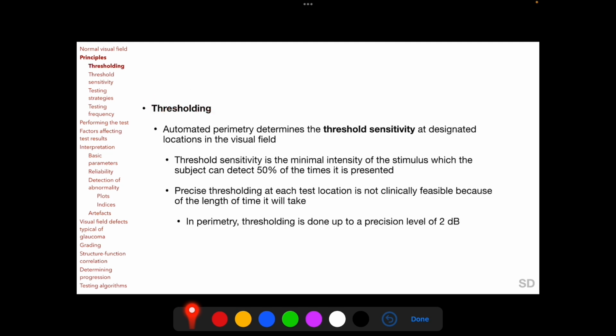Thresholding is a very important concept in perimetry, and automated perimetry determines the threshold sensitivity at designated locations in the visual field. Threshold sensitivity of a particular location in the visual field is the minimal intensity of the stimulus which the subject can detect 50% of the times the stimulus is presented at that location. Precise thresholding at each test location is not clinically feasible because of the length of time it will take. So in clinical perimetry, thresholding is done up to a precision level of 2 decibels. We'll come to decibels soon.